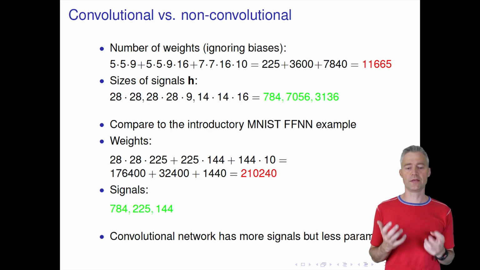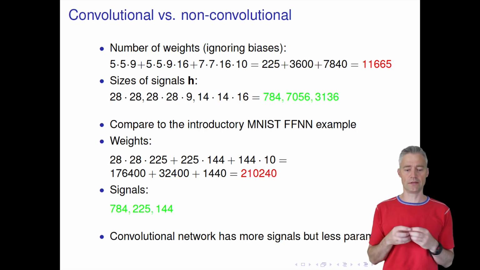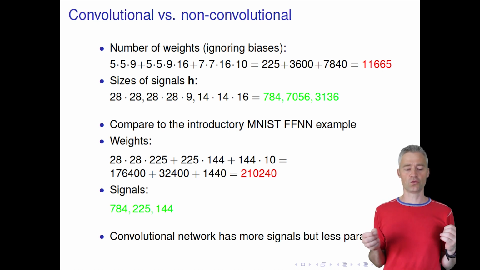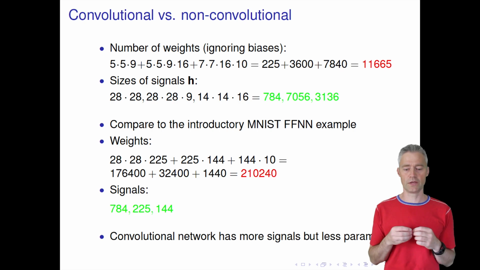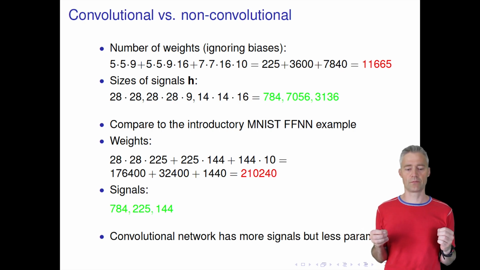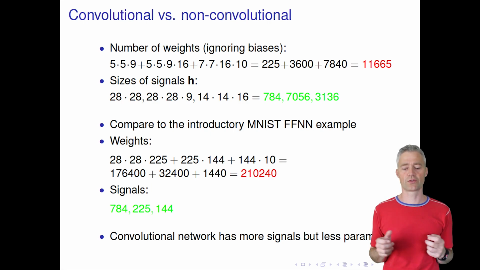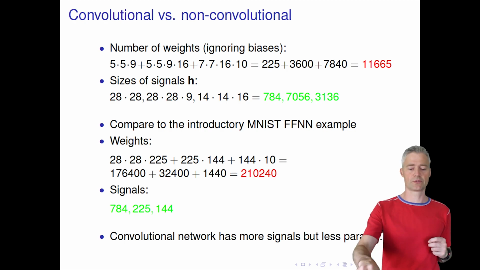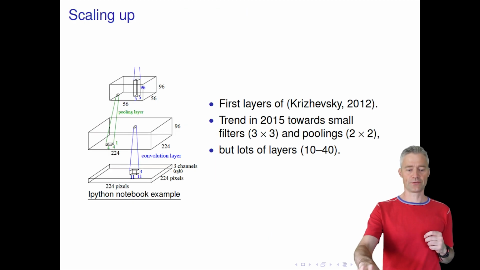What is more, maybe even more important, is that if you look at the features we get at each hidden unit, it's a very low number, because that's simply equal to the amount of hidden units we have. So that essentially means that there's much less power for the network to pick out important features to classify from. So we can say that convolutional neural networks have more signals but fewer parameters. Yes.